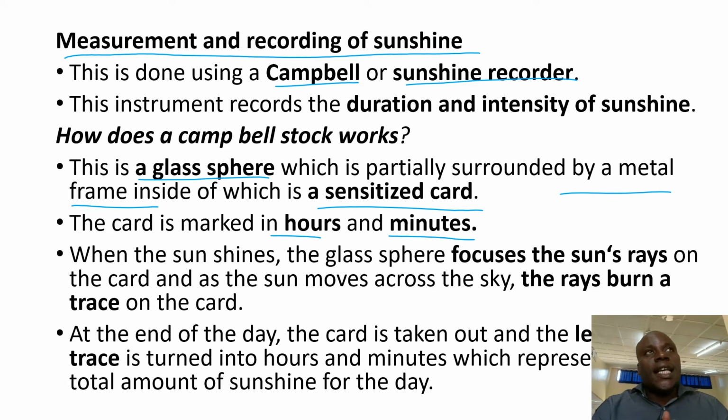When the sun shines, the glass sphere focuses the sun's rays on the card. And as the sun moves across the sky, the rays burn a trace on the card. There are lines on the card. They get burned. At the end of the day, the card is taken out and the length of the trace is converted into hours or minutes, which represent the amount of sunshine received in a day.